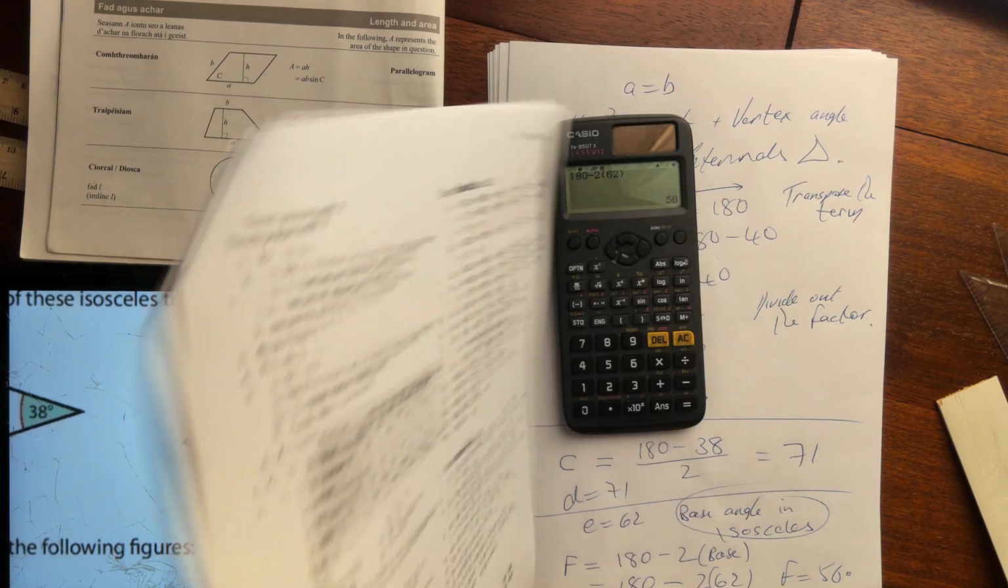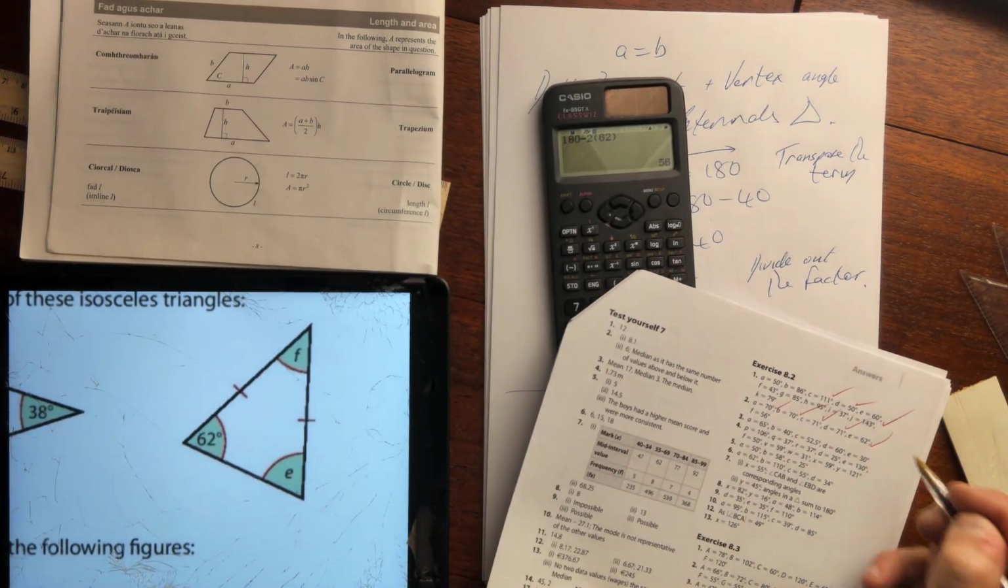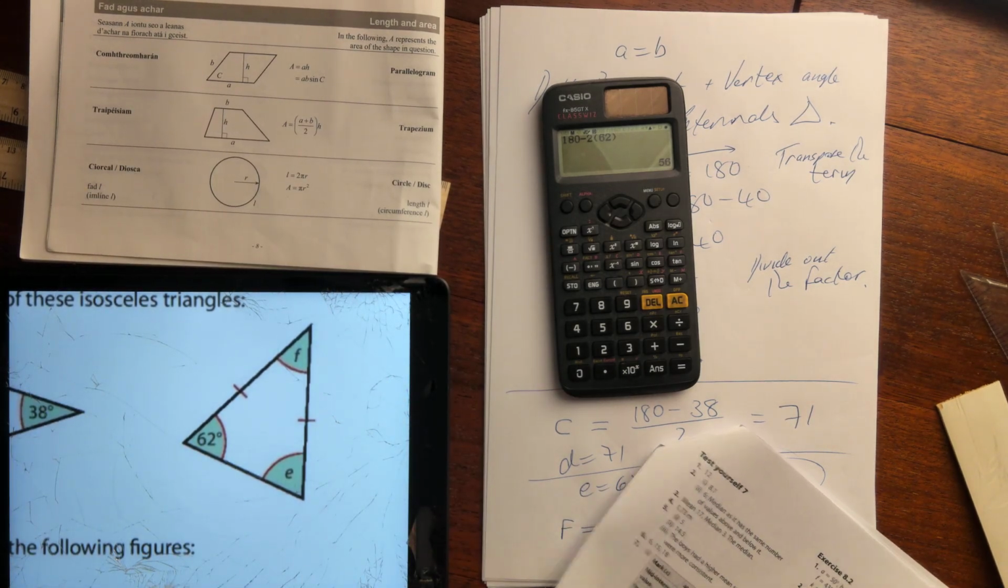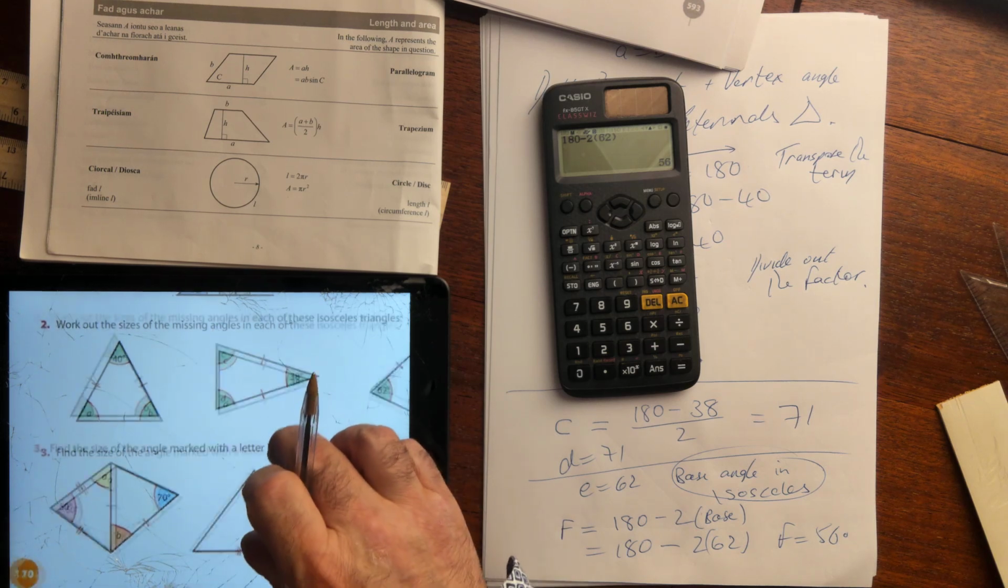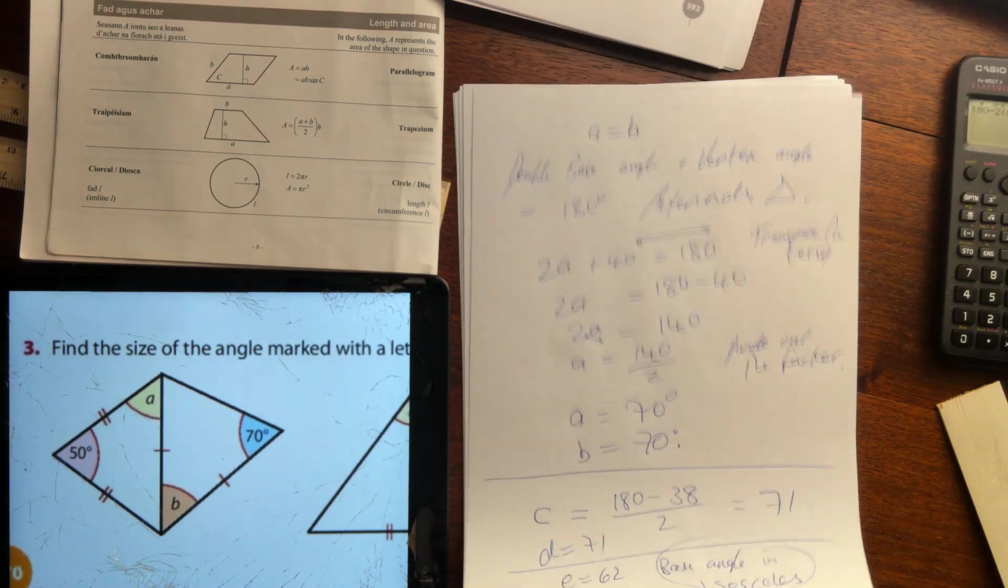Am I in picture, guys? How are we doing? Just about. I better be careful about falling off the picture because I don't have to make this again. 56 degrees and 62 degrees. Excellent. Okay. Oh, lovely, lovely maths. Let's go.